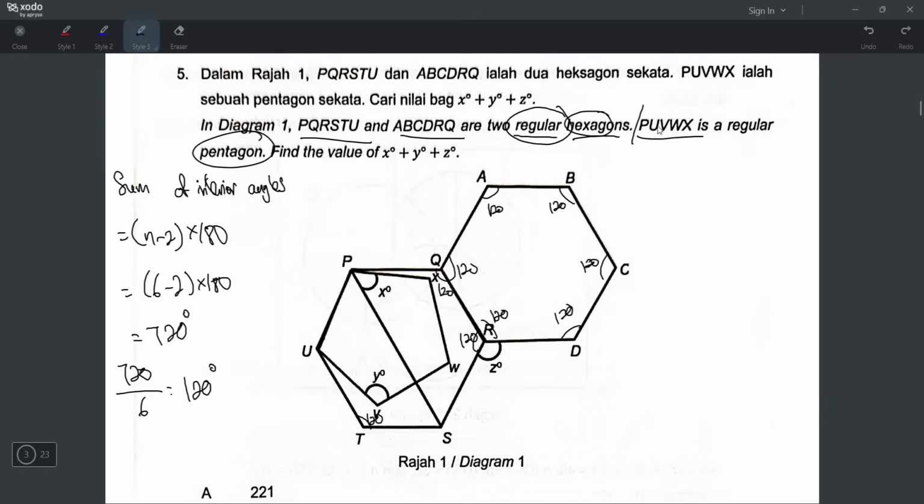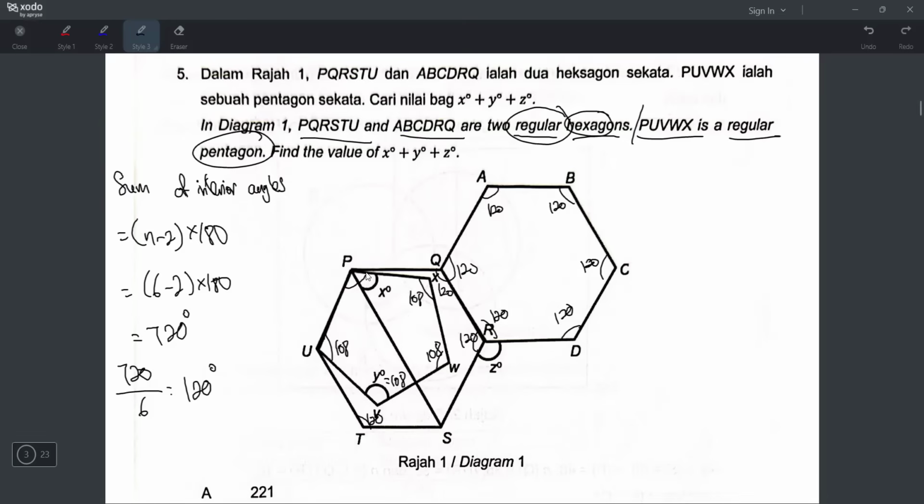PUVWX is a regular pentagon. You see this word again, regular. Dalam bahasa Melayu is sekata. So where is PUVWX? Here, here, here, here, here. So this is the one. If it's a regular pentagon, it means all the 5 sides should be the same length, sama panjang. That means all these 5 angles should be equal also, and the angle will be 108. If you ask me, sir, how do you know it's 108? Same formula again. But this time the n you use is 5. So 5 minus 2 is 3, 3 times 180, you get 540. But you have to divide by 5, because all the 5 angles here are the same size, because it's a regular pentagon. So you divide by 5, you get each 108.